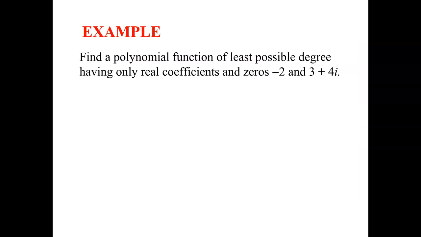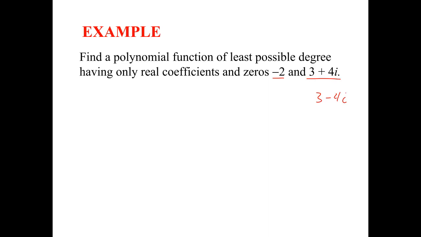So I want to find a polynomial function, again, of least possible degree with only real coefficients and zeros of -2 and 3 plus 4i. What's the conjugate of 3 plus 4i? 3 minus 4i. So 3 minus 4i is also one of our zeros. It's implied just by the existence of 3 plus 4i.